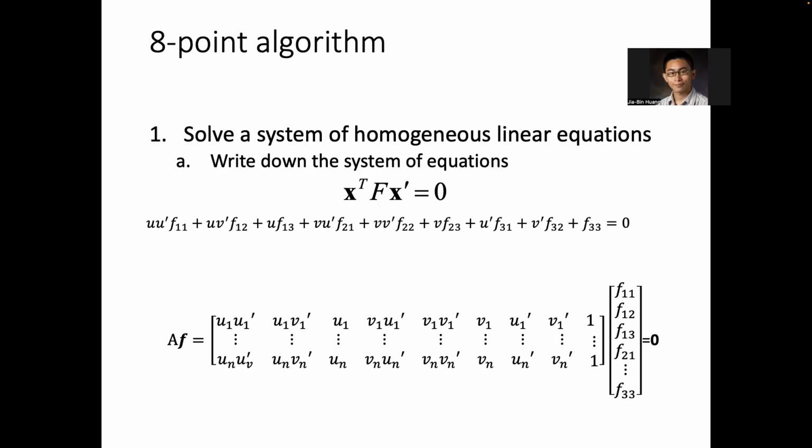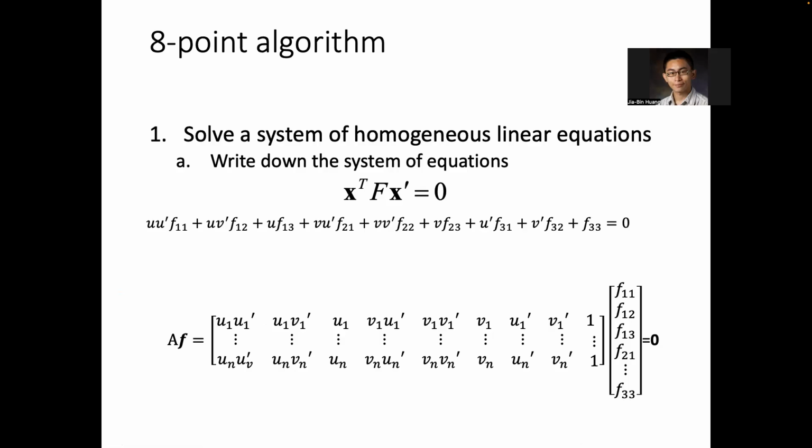And therefore, what you do is take the correspondence you have and expand it, moving the unknown variables into a column vector so that you can use your linear algebra tools, either solving this with least squares or with SVD. Okay. So in this case, every pair of correspondence will give you one equation, okay?